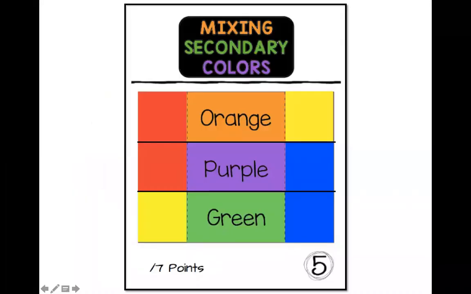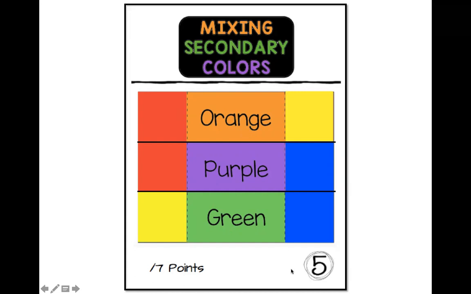So first let's review the primary colors and the secondary colors and how they mix. On page 5, you're going to color the center column by the secondary color: orange, purple, green. Then on each of these squares, you're going to color the two colors that are used to create this color. So green is created from yellow and blue. Purple is created from red and blue. Orange is created from red and yellow. And that's how you mix the secondary colors.